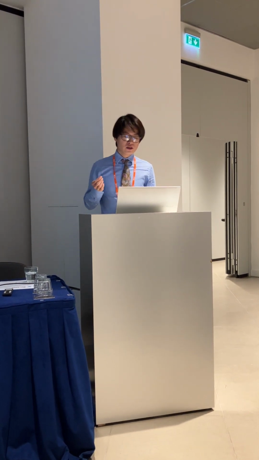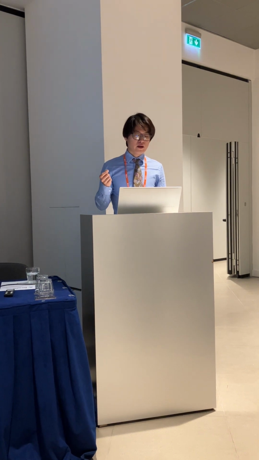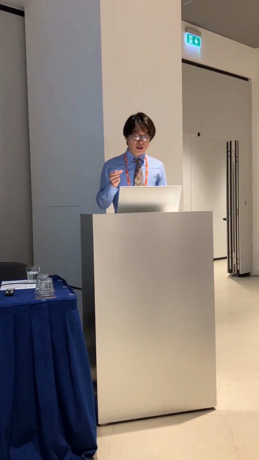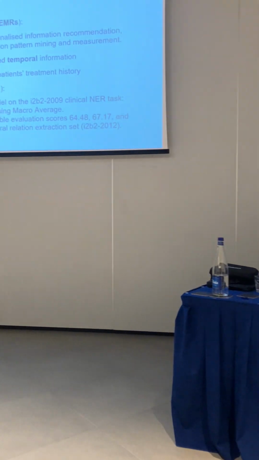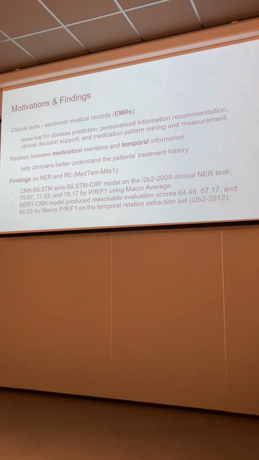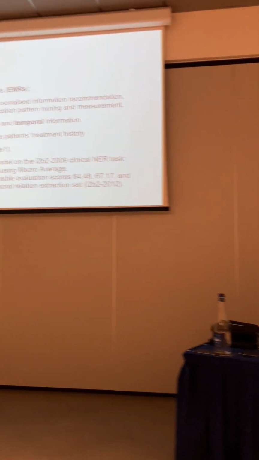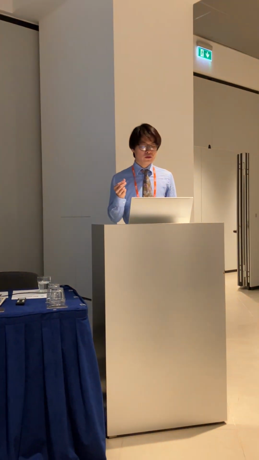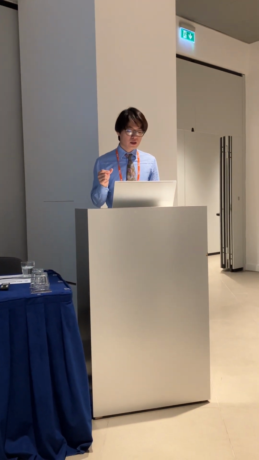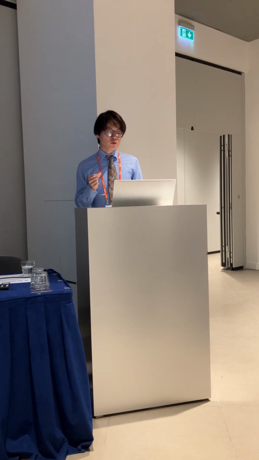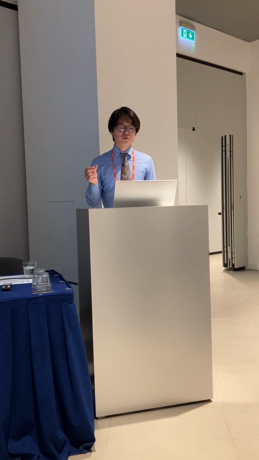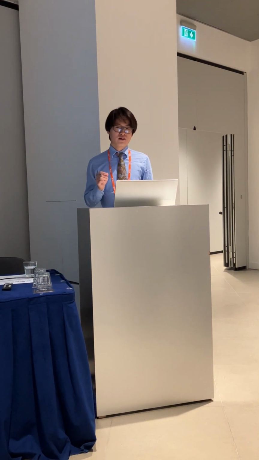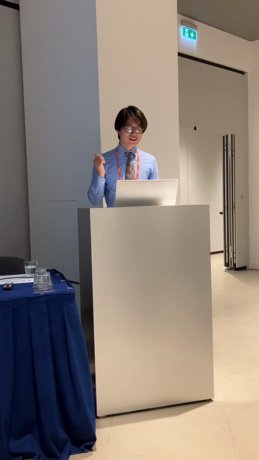The key finding is that we use the CNN BiLSTM, CNN being convolutional neural networks, and we compare with the traditional BiLSTM-CRF that was set up before transformers. On I2B2 2009 for named entity recognition, the CNN BiLSTM actually beat the BiLSTM-CRF model. And for the second task, temporal relations, we tried BERT with CNN. Actually, not many people use BERT with CNN. That's something different that we did here.